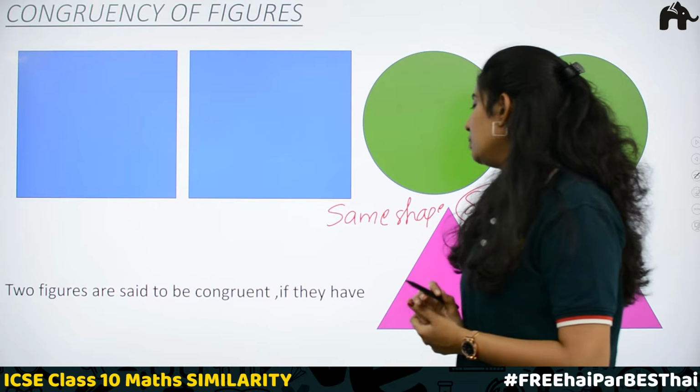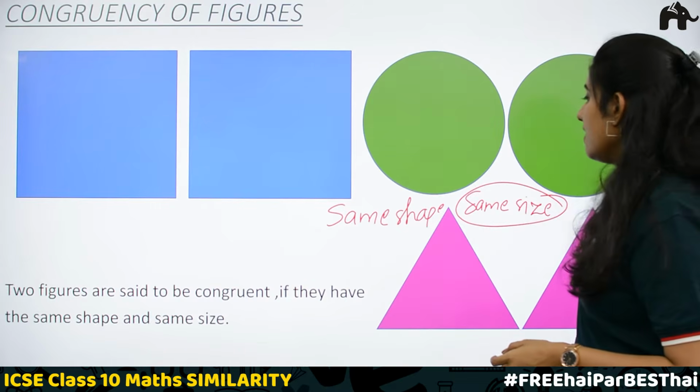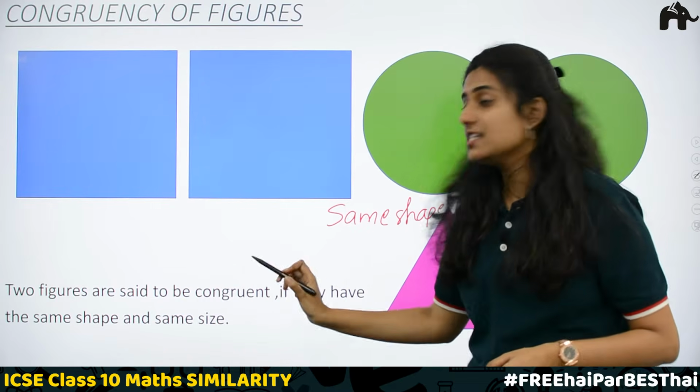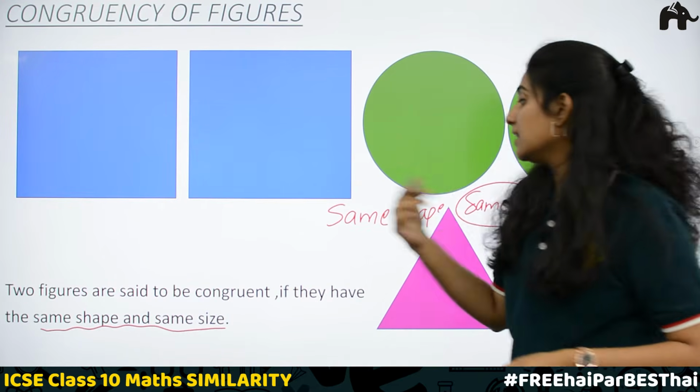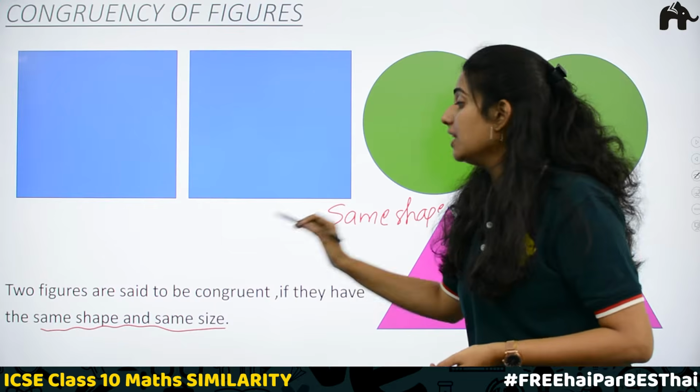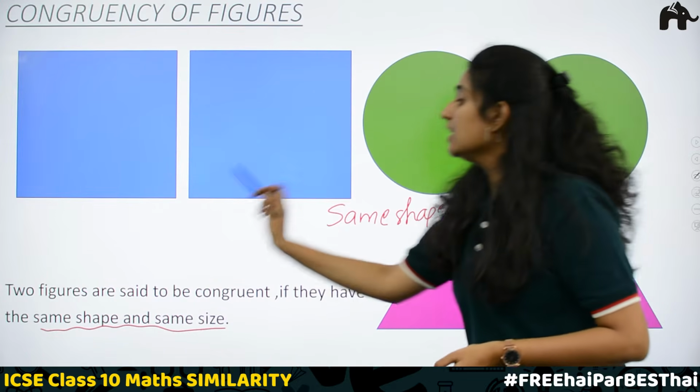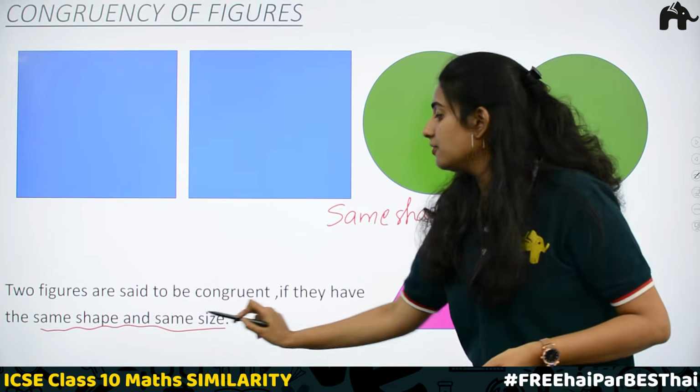Two figures are said to be congruent if they have the same shape and the same size. Similar figures have the same shape but the size can be different. When it comes to congruency of figures, they should be of the same shape and of the same size.